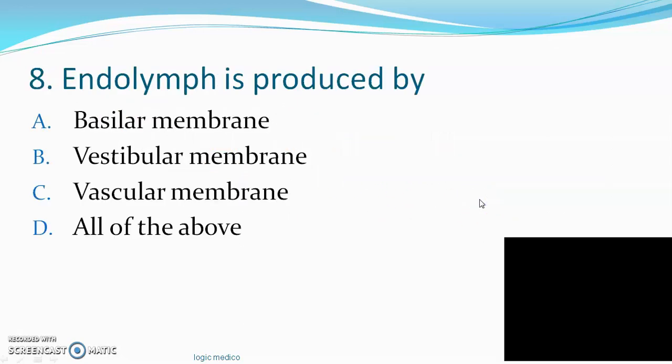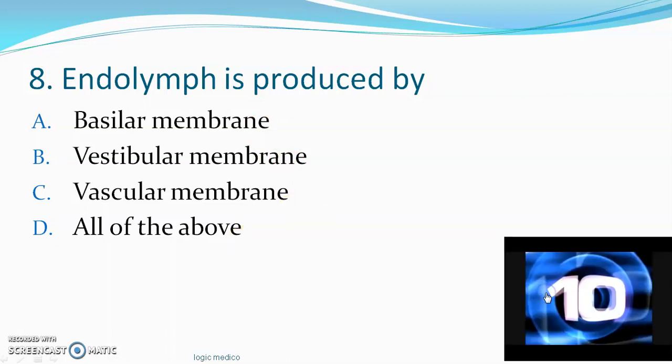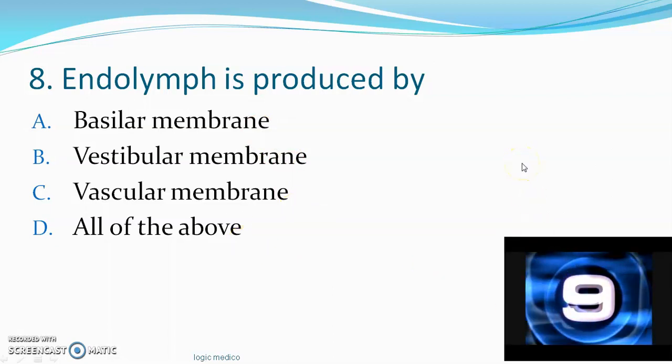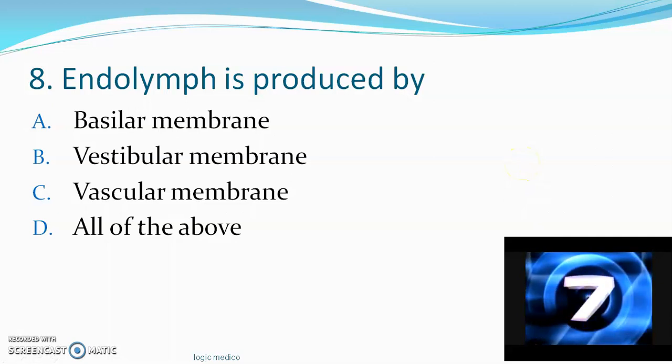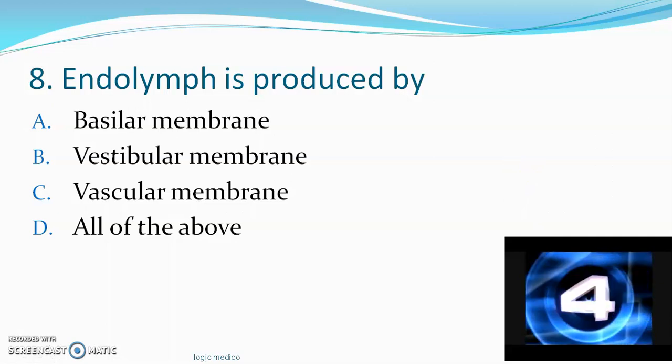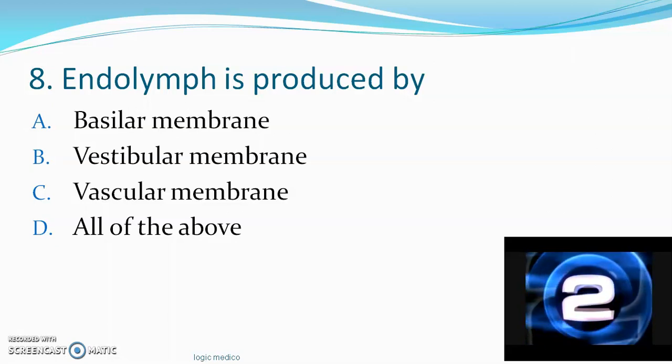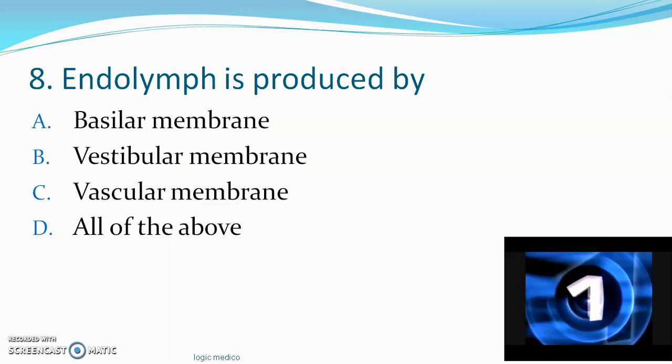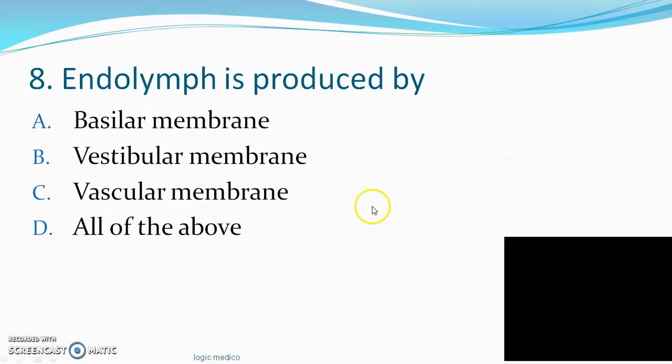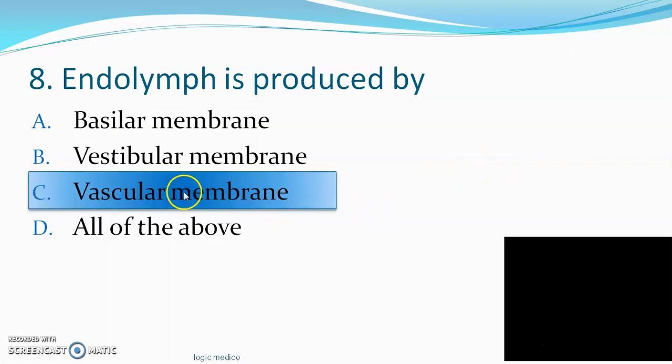Next interesting question. Endolymph is produced by which of the following? Options: basilar membrane, vestibular membrane, vascular membrane, all of the above. Your time starts now. Your time is up. The answer is option C, vascular membrane.